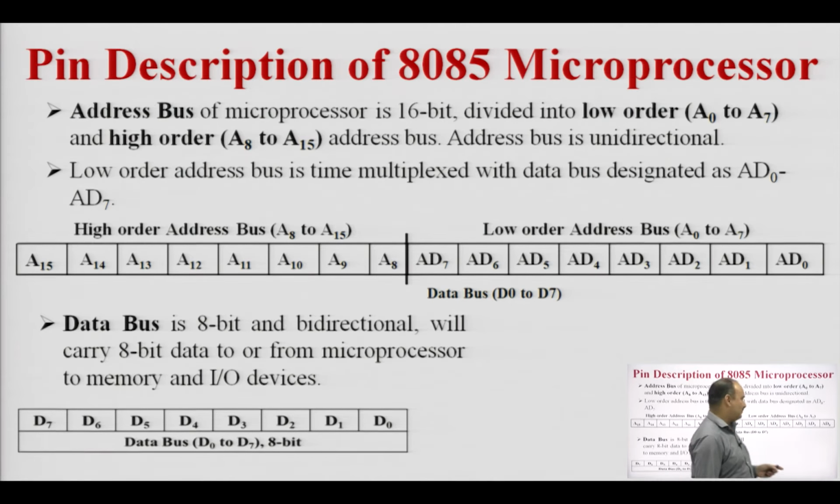See here in this particular figure. The address bus is nothing but the 16-bit address. It is divided into two parts: the low order address bus, designated by A0 to A7, and the high order address bus, designated by A8 to A15. But the low order address bus is time multiplexed with the data bus, that is D0 to D7. So, the address bus is used to carry the 16-bit address.